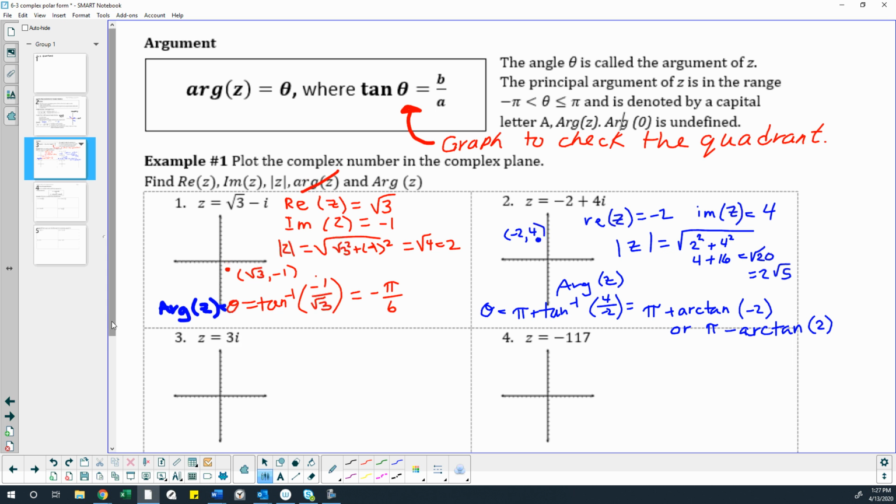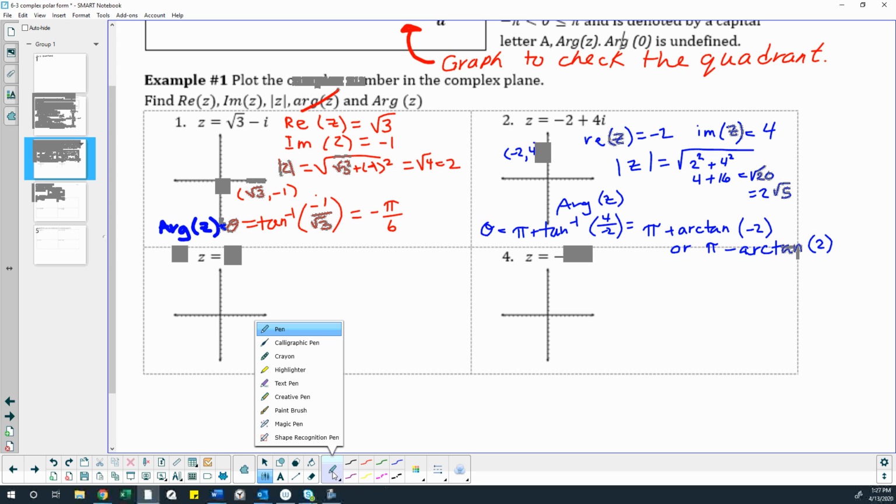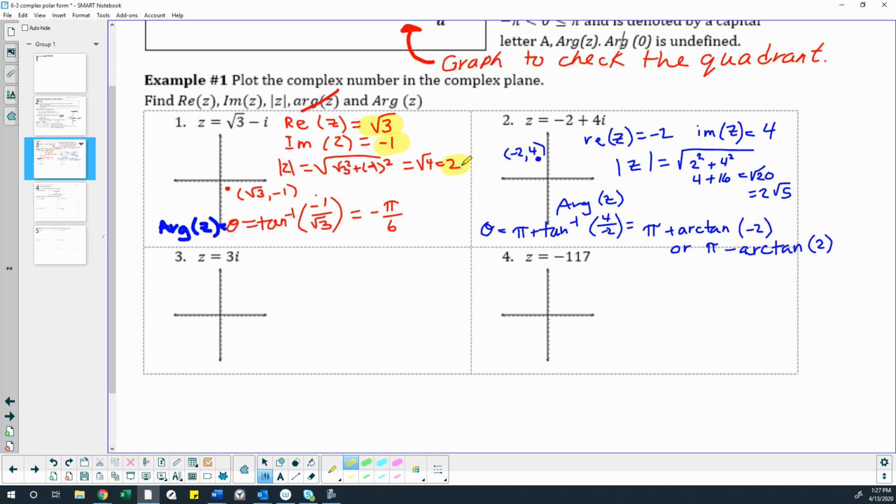All right, moving on. Do you want me to go through and highlight the answers at all? So we have the real, the imaginary, we have the modulus, we have the angle. We have the real, imaginary, modulus, and this whole thing right here is the angle, right?